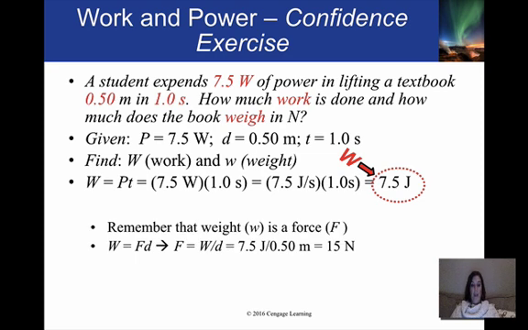So remember that weight is a force. Work equals force times distance. So when we have a force, we take the work divided by the distance. So if the force, or the weight, in this problem, is 7.5 joules, divide that by 0.5 meters, and we get 15 newtons.